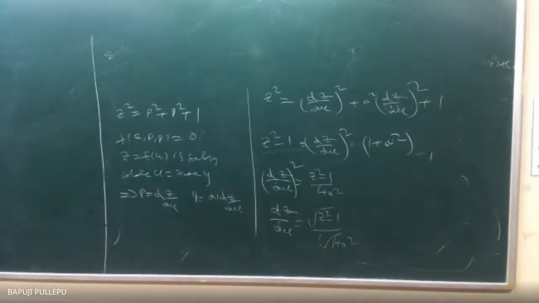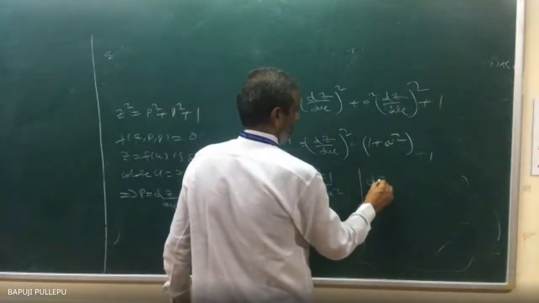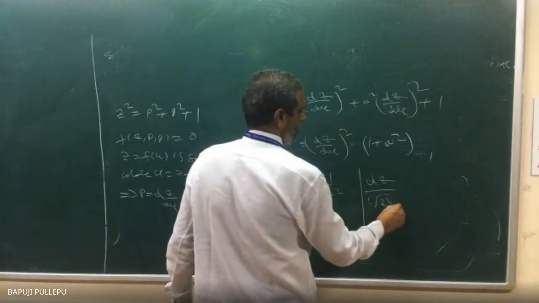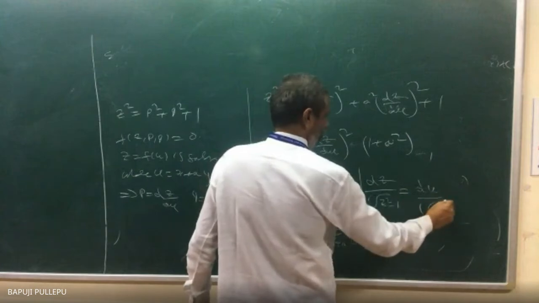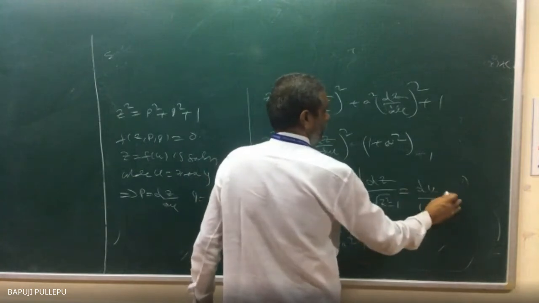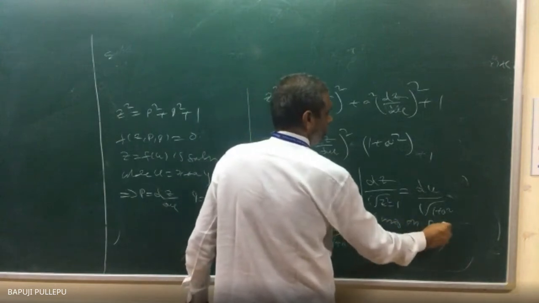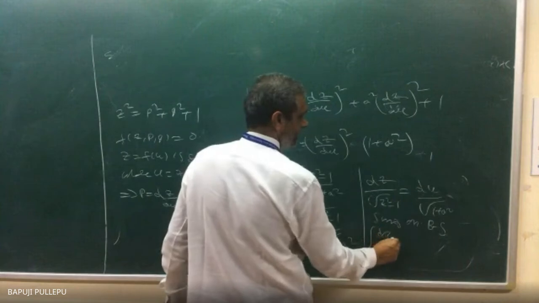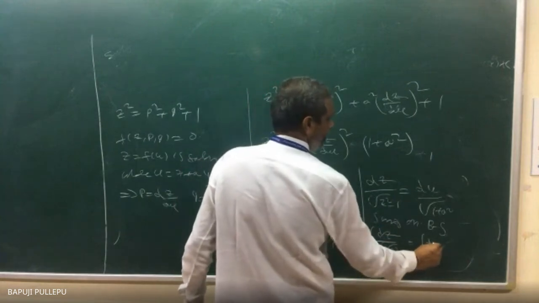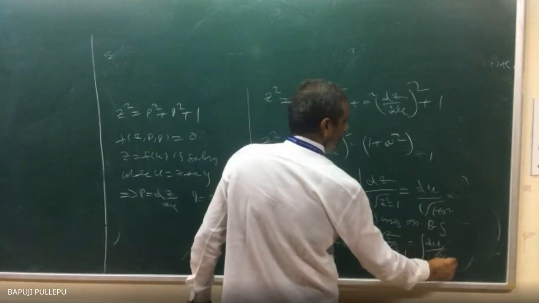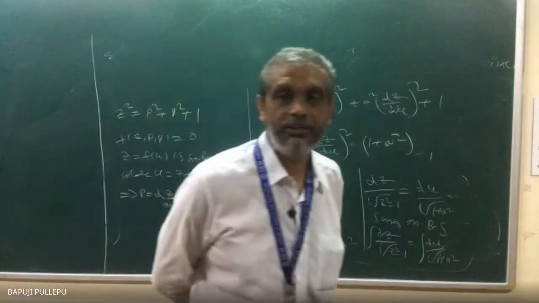Take the square root on both sides. Then what will you get? dz by root of z square minus 1 is equal to du by root of 1 plus a square. Correct? So integrating on both sides: integral dz by root of z square minus 1 is equal to integral du by root of 1 plus a square. The integral dz by root of z square minus a square, the formula is what?